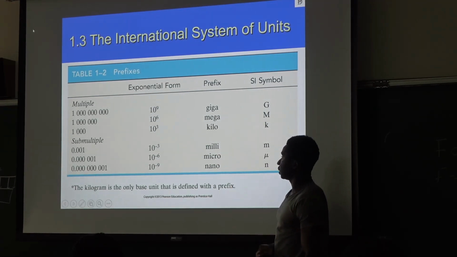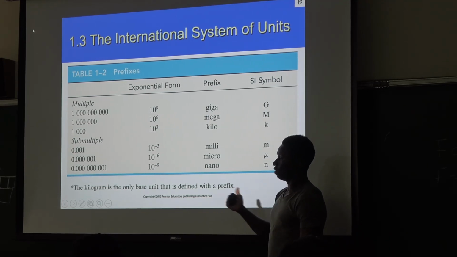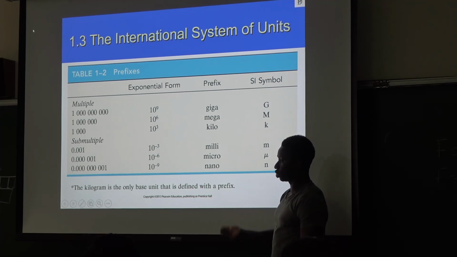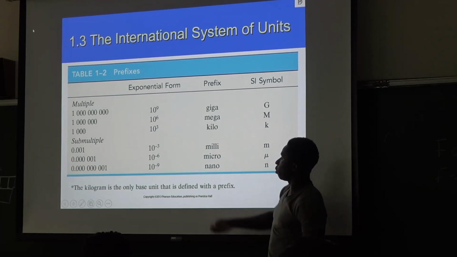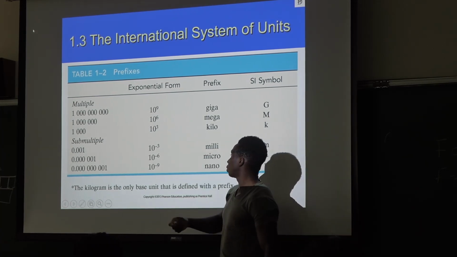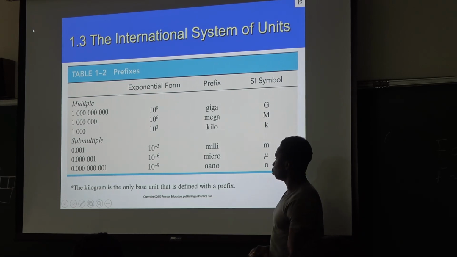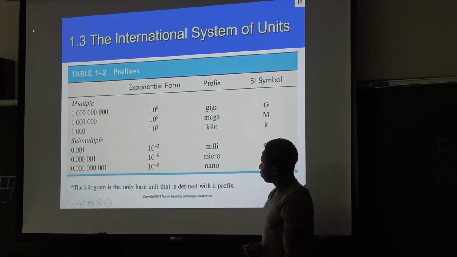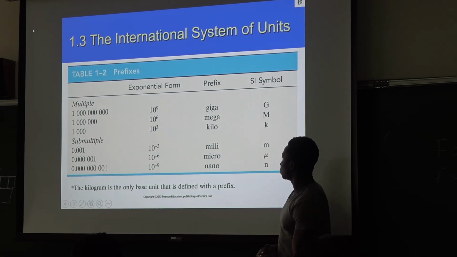Mega is 10 to the power 6. Kilo will be 10 to the power 3. So you might see a lot of problems that give the values in kilonewton. If you're solving problems, you need to remember to put 10 to the power 3, or you may not get the right answer. And then at the bottom, we just have the negative values. We have the milli, 10 to the minus 3. The micro is 10 to the minus 6. And nano will be 10 to the minus 9.